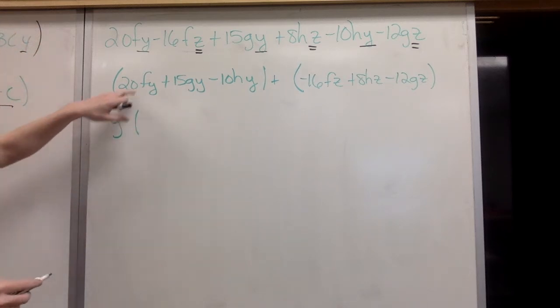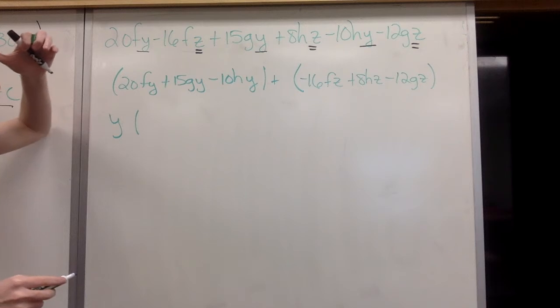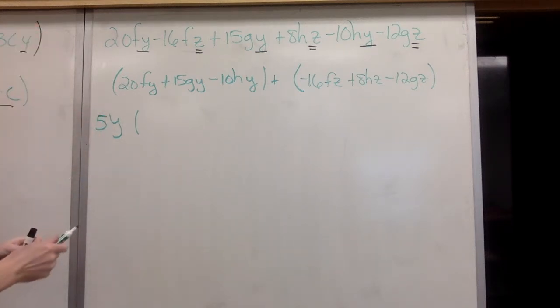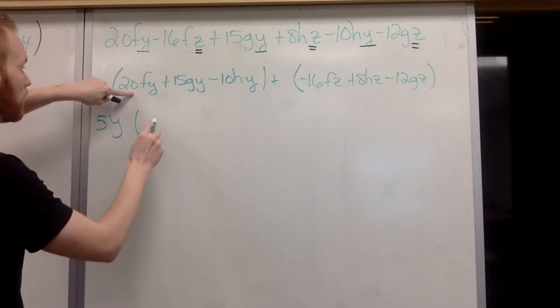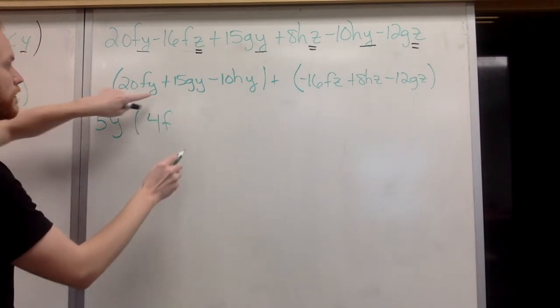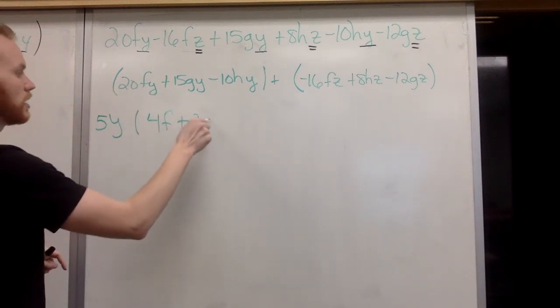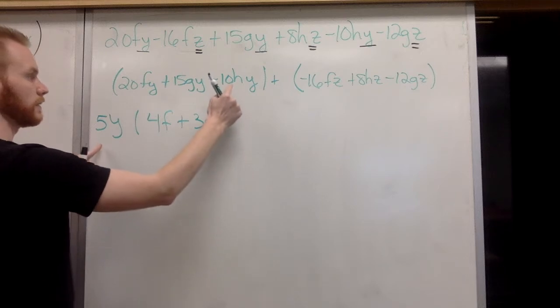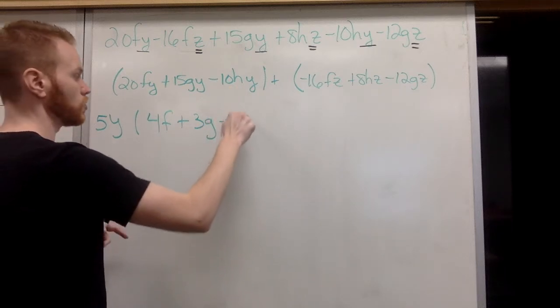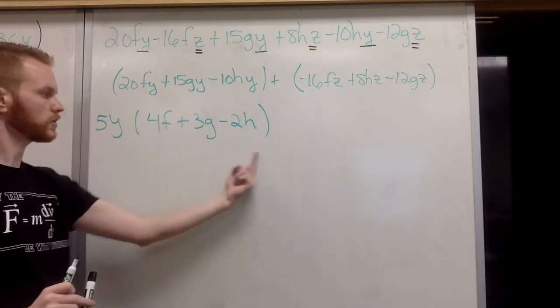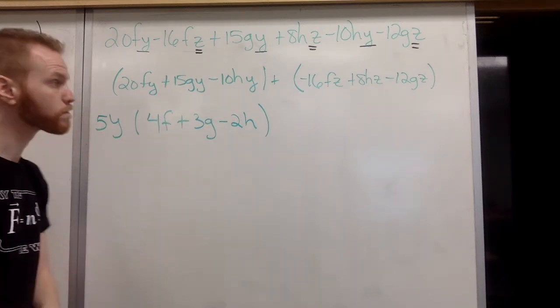Now, 20, 15, and 10 all have 5 in common, so I'm going to factor a 5 out as well. Okay? So let's see. For the first term, I'm going to have a 4f. This one, if I take a 5y out, I have a 3g. If I take a 5 out of this guy, I get a minus 2h. Okay? And you can always check your work. Multiply this to the entire trinomial, you get this guy.